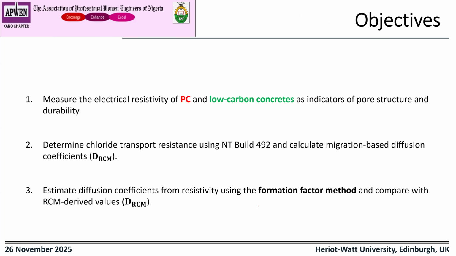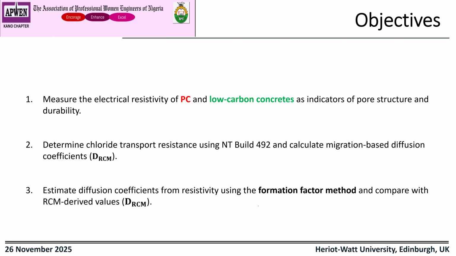The first objective is to measure the electrical resistivity of concrete, that is PC and low carbon concrete. When I say low carbon concrete, it is the concrete using GGBS, fly ash, limestone powder and LC3, as an indicator of pore structure and durability. Then we determine chloride transport resistance using NT Build and calculate the migration-based diffusion coefficient. The diffusion coefficient is a measure we use to see how easily chloride can pass through the concrete.